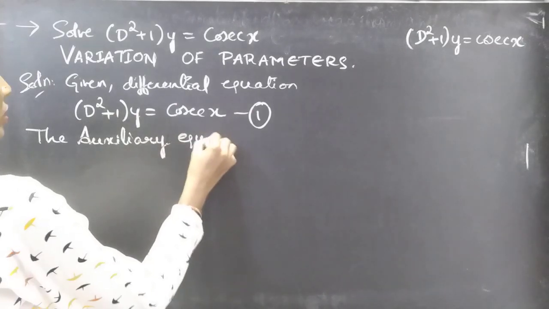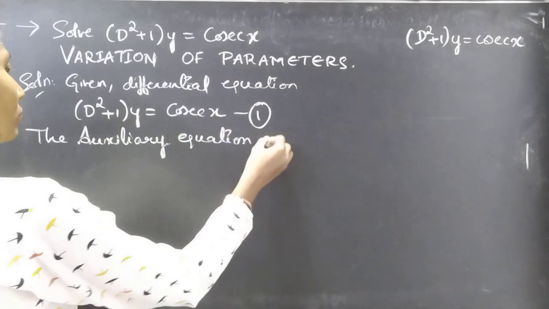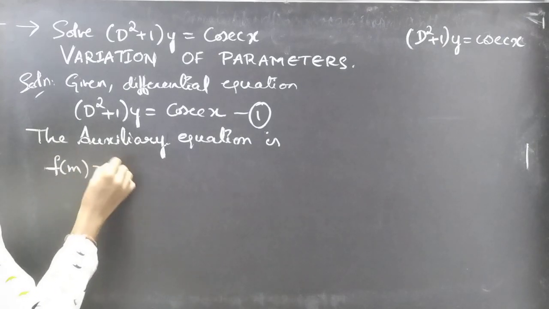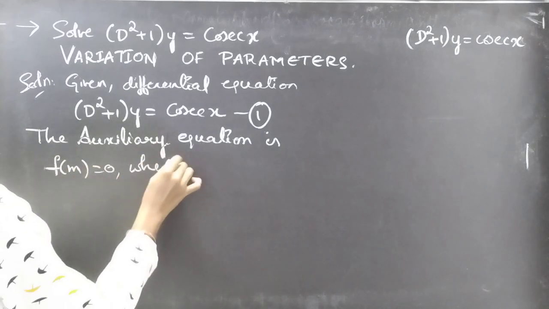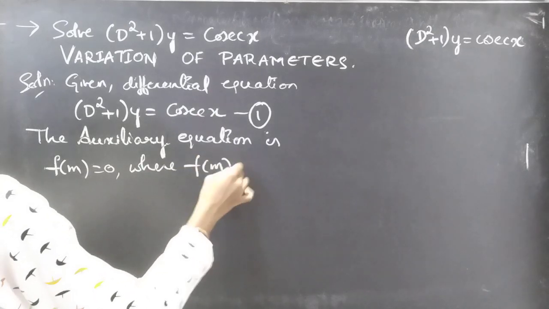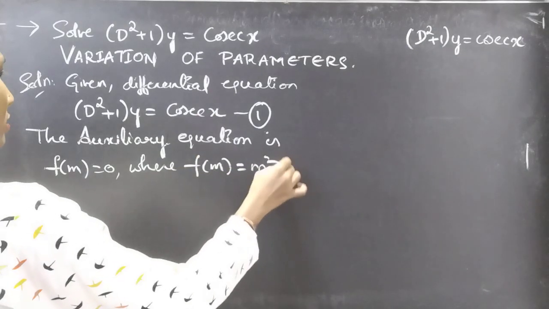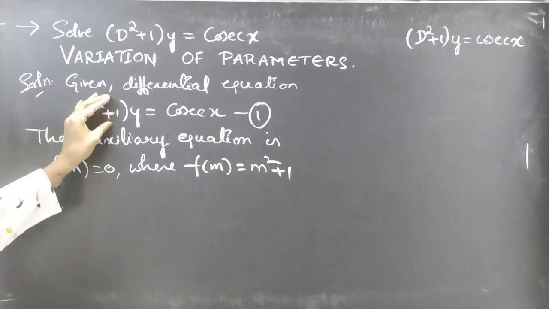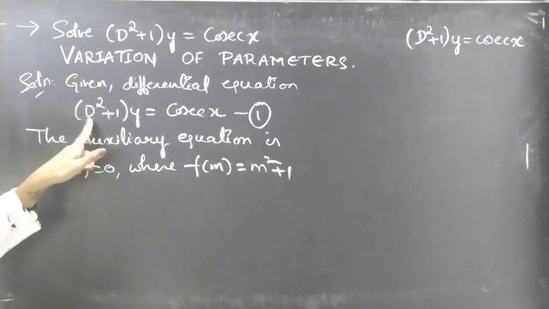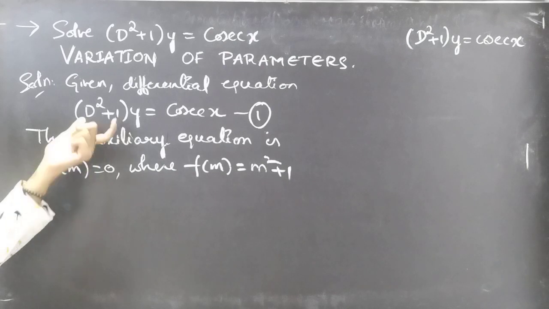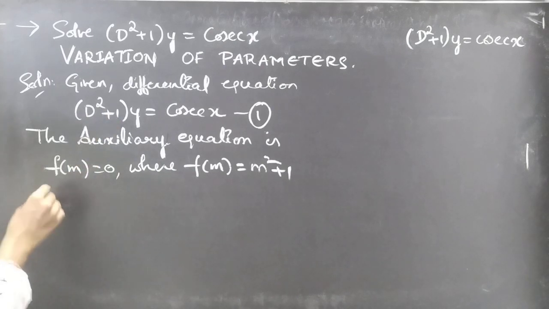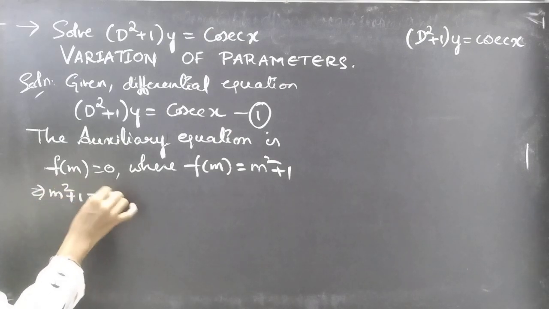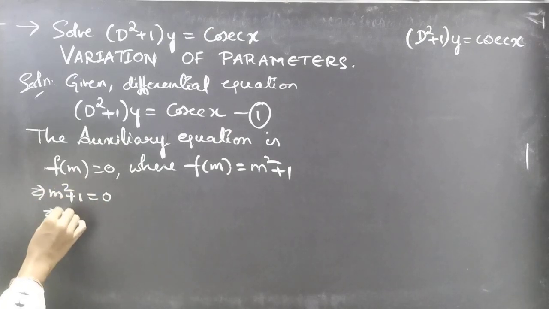The auxiliary equation is f of m equal to 0, where f of m is m square plus 1, right? So we have f of D equal to D square plus 1. Just replace the differential operator D with m, so that we'll get f of m equal to m square plus 1. Now the auxiliary equation becomes m square plus 1 equal to 0. We need to find the roots.